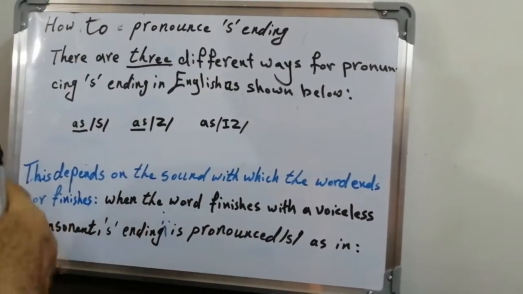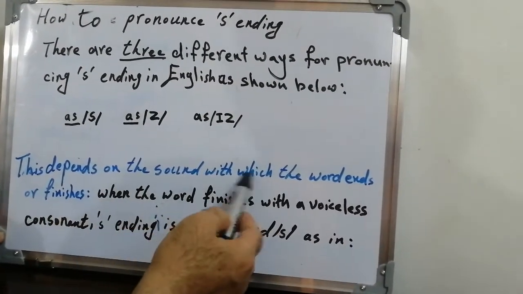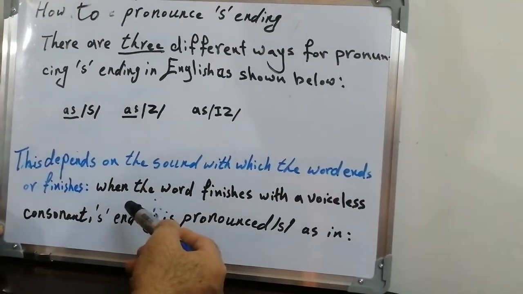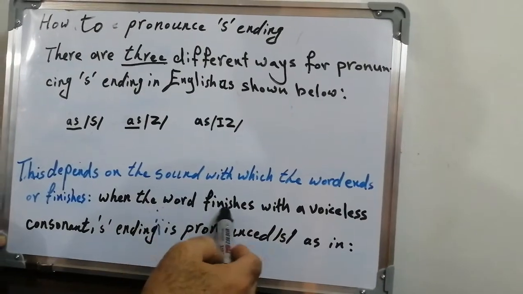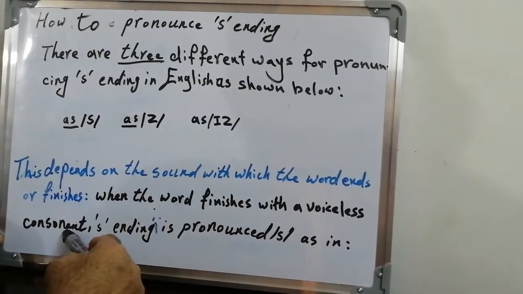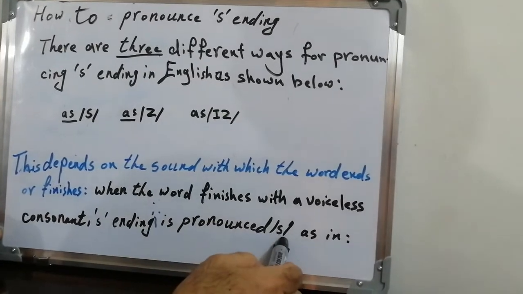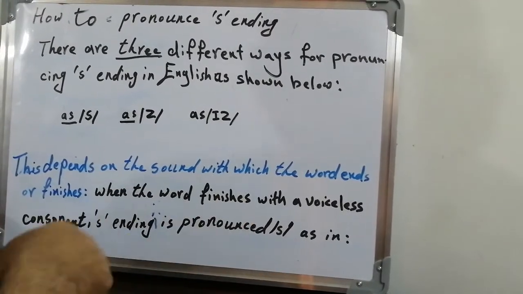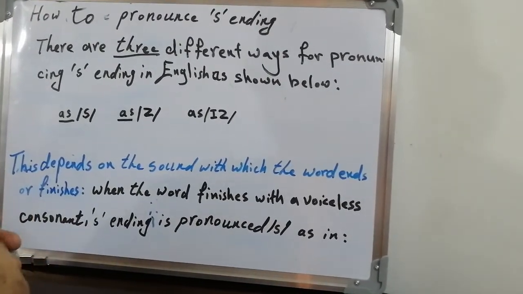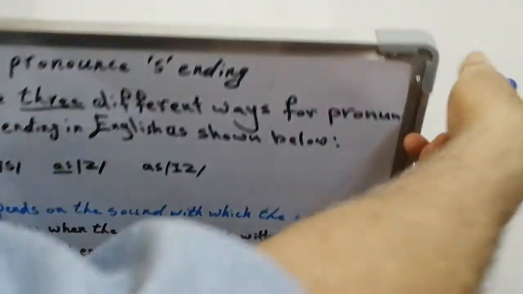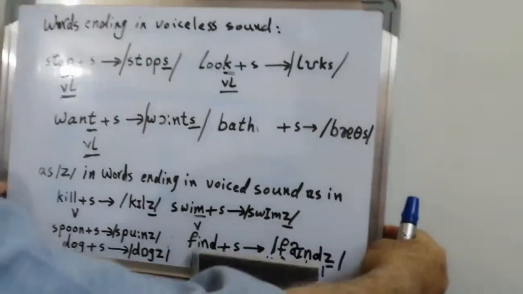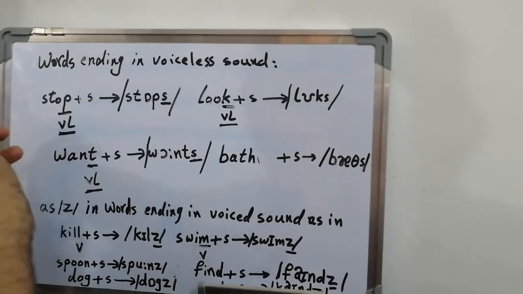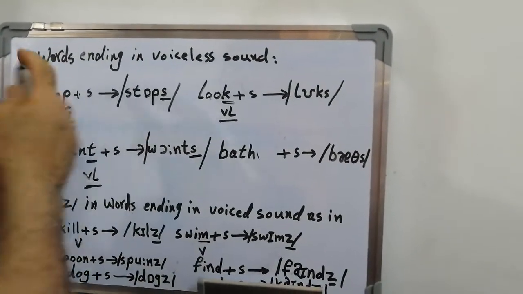So we add S and we pronounce it as /s/. What does this depend on? It depends on the sound with which the word ends or finishes. So here is the rule. When the word finishes with a voiceless consonant, S ending is pronounced as /s/. So, for example, let us see here. Words ending in voiceless sounds.